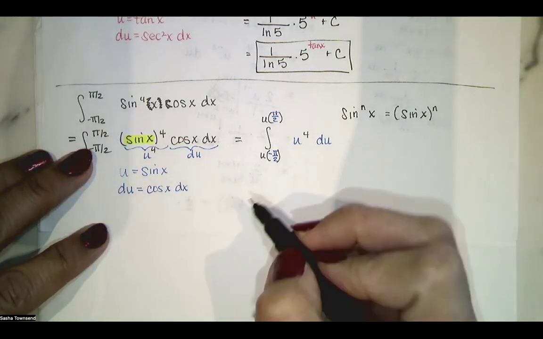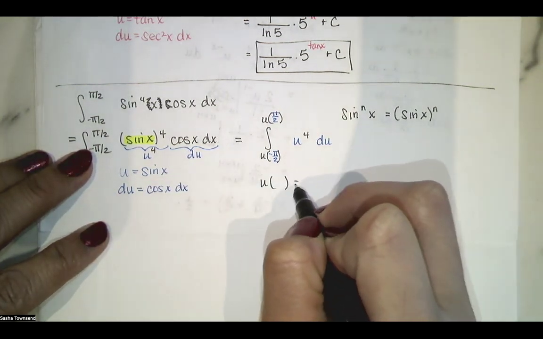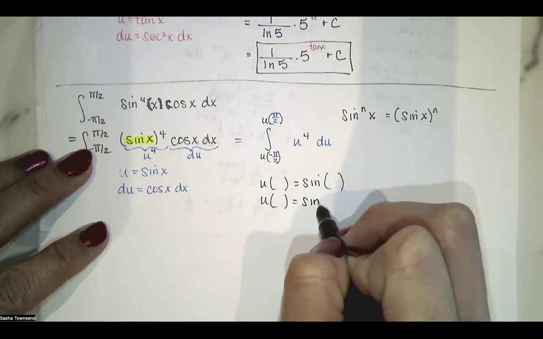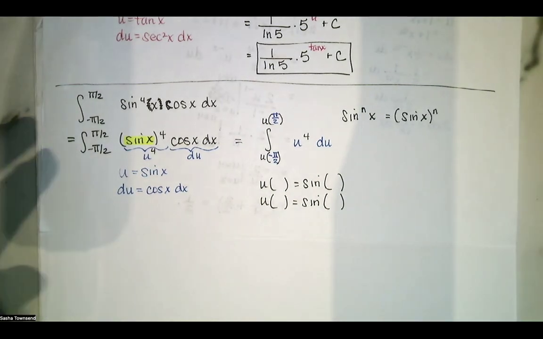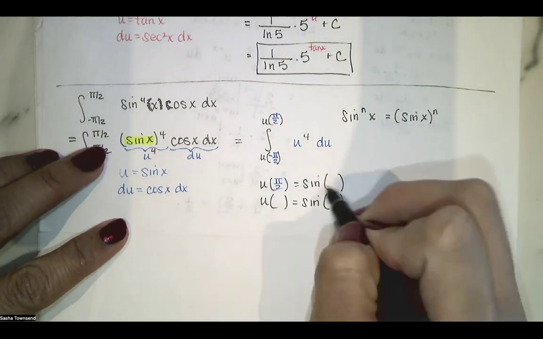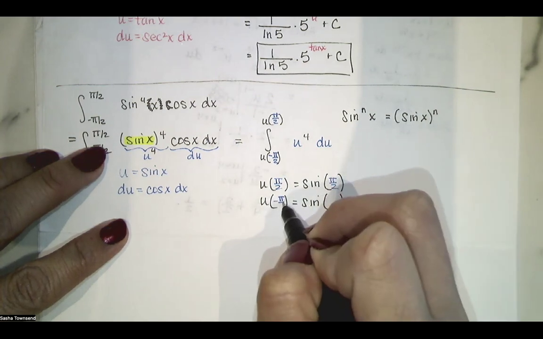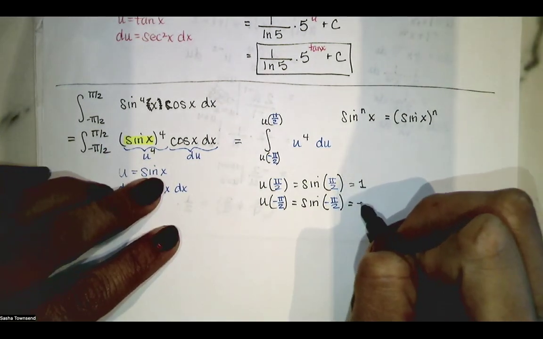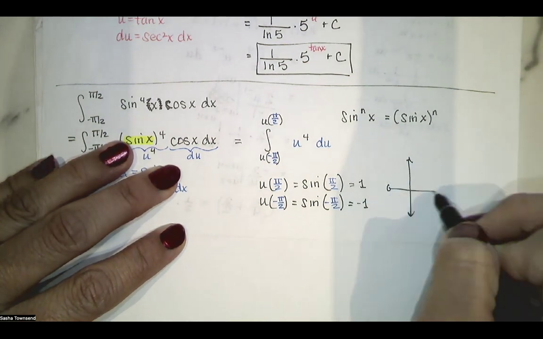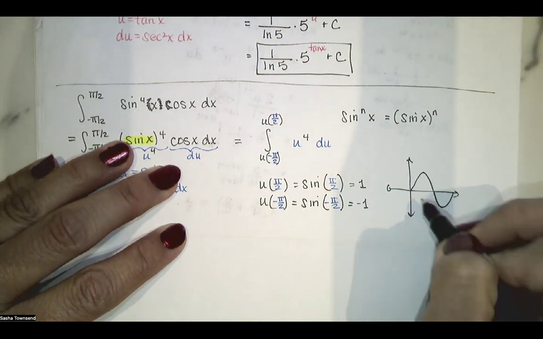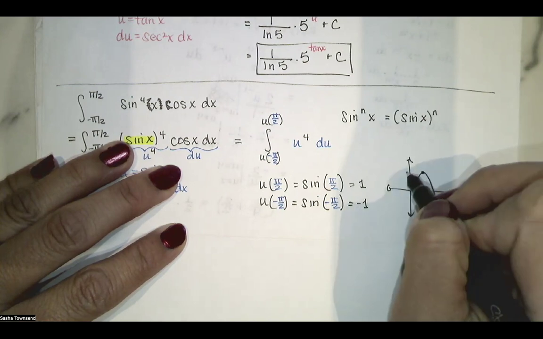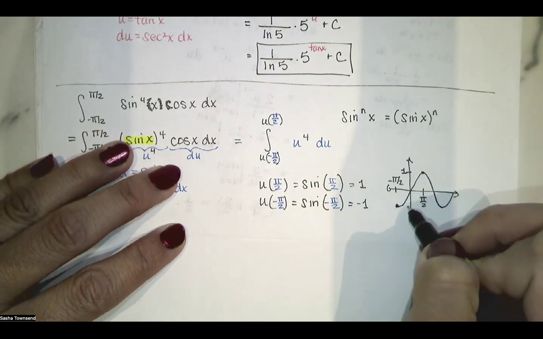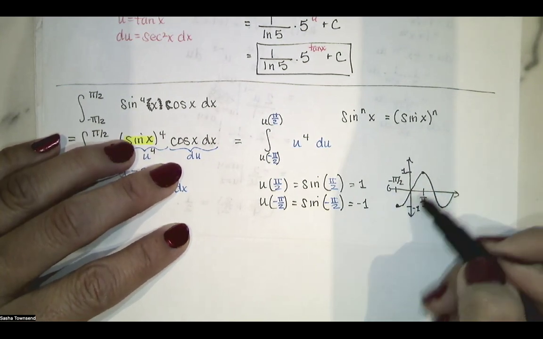Say, well, sine evaluated at pi over 2 is 1. And sine evaluated at negative pi over 2 is negative 1, I think. Let's look at the graphs. So sine looks like this. At pi over 2, we get a 1. At negative pi over 2, we get a negative 1. So those are our values.